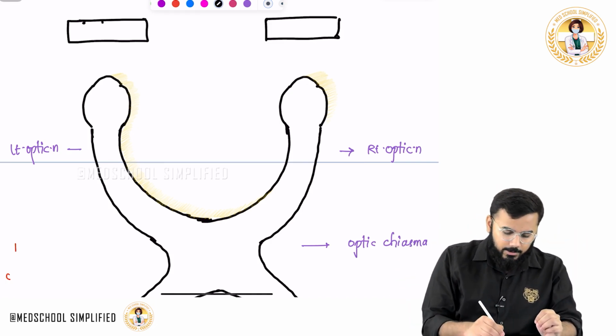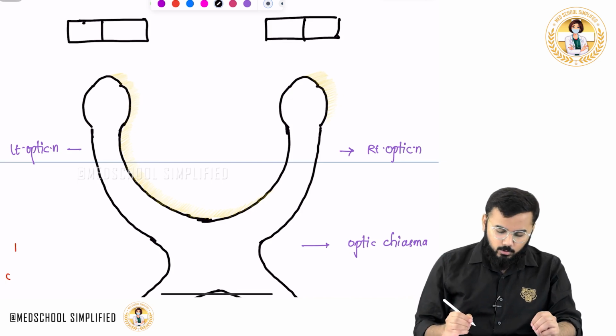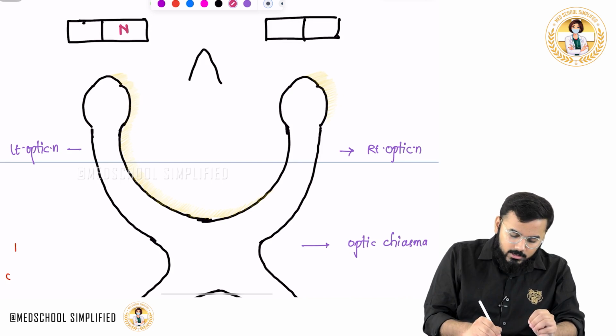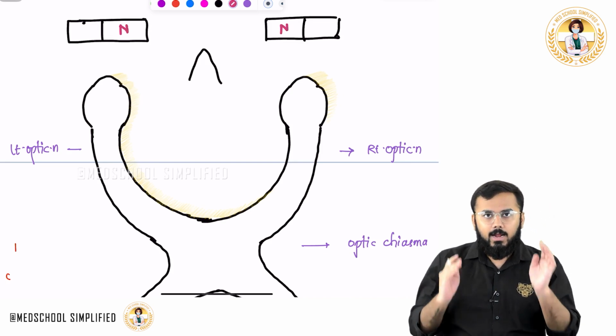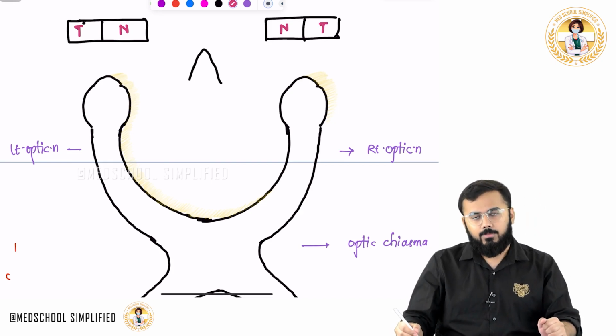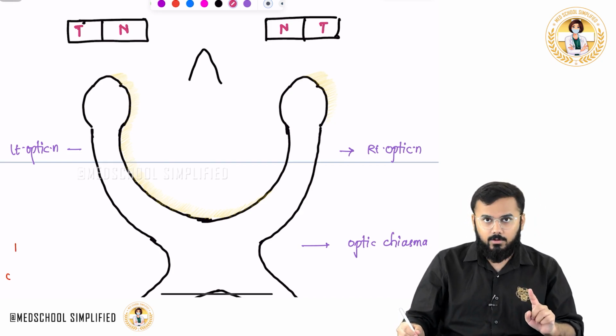Now this field of vision can be divided into two parts. What are these two parts? In the center you have got your nose, right? So that is why this is called the nasal half. And what is this part called? This is your temporal half. So we have got a nasal half and a temporal half.